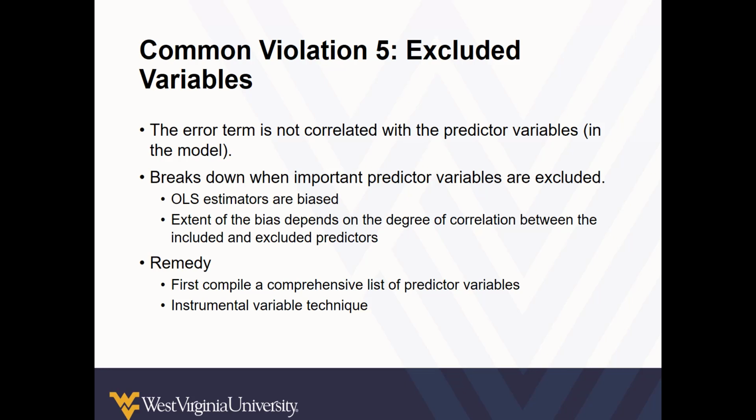So these are some of the common violations that we run into with simple linear and multiple regression that conflict with our 7 core assumptions.